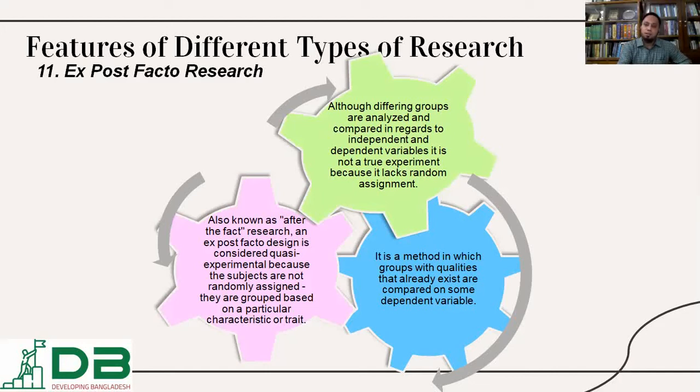Again, we have said that ex post facto research is mainly conducted to analyze a previously happened event. It happened naturally, but later on it is studied to identify the causes. It is also known as research after the fact. It is a method which groups by a quality that already exists or compares with some dependent variable. These are the features of an ex post facto study.